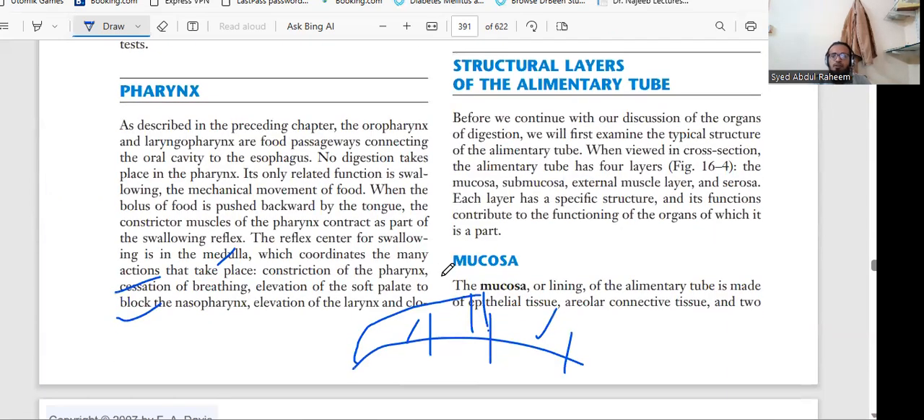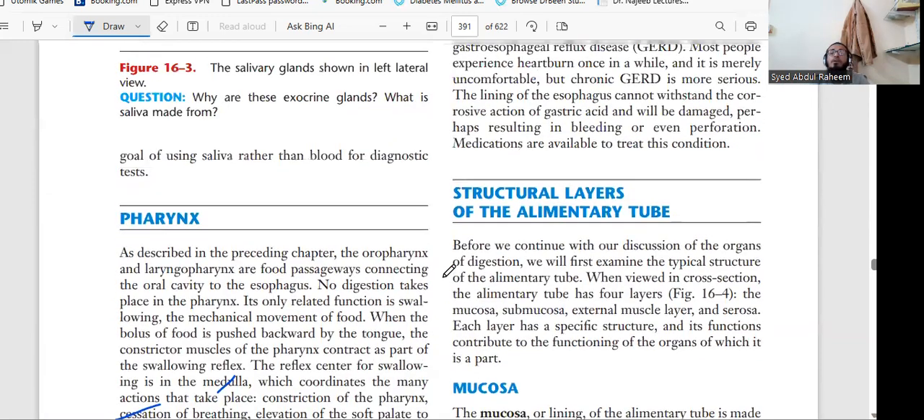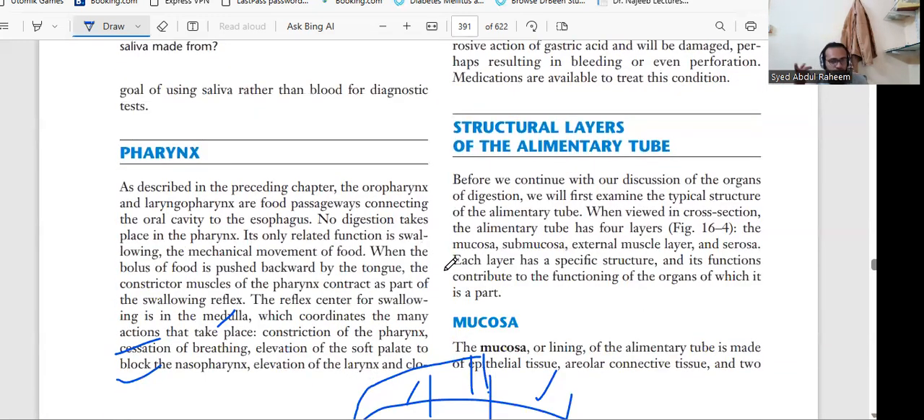So during swallowing, we have a number of functions. We have to stop the breathing, the pharynx will constrict, and the soft palate will go upward, elevated, so the food cannot enter into the nose. The larynx will be elevated, and the epiglottis will close. All these functions are controlled at the medulla oblongata. So swallowing is a very important process. This much physiology is there for the function of swallowing.